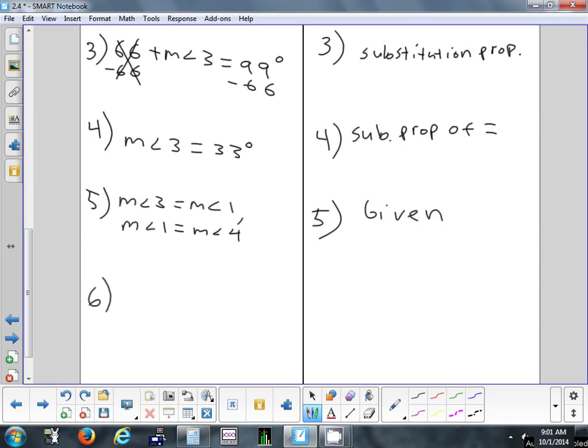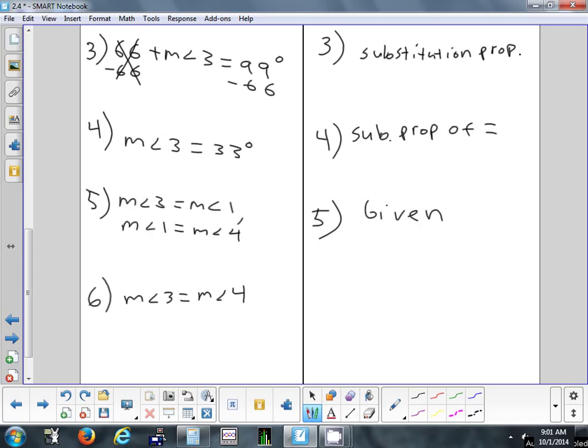Measure of angle 3 equals measure of angle 1, and the measure of angle 1 equals the measure of angle 4. So what can we say, Denver? Measure of angle 4 is 33 degrees. We can't say that yet. There's a step in between we have to say first. So you just have to tell me what you were thinking to figure that out, and that's the step. Measure of angle 3 equals measure of angle 4. Perfect.